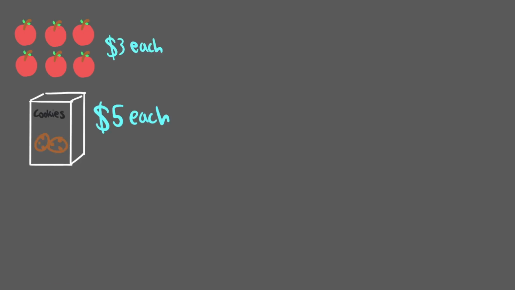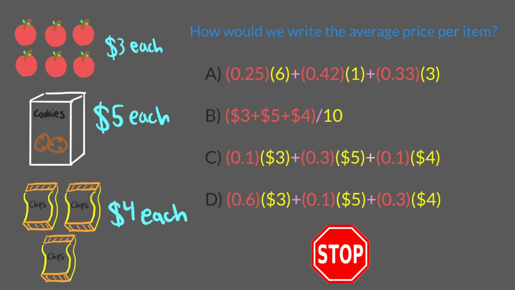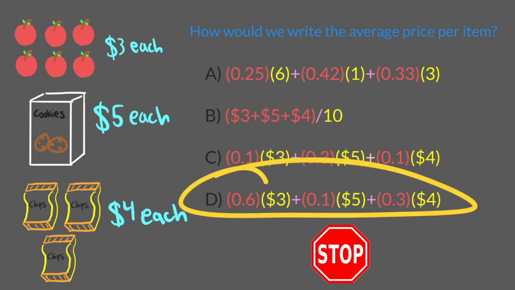Let's look at one last example to further clarify. Say we are on a grocery trip and we bought 6 apples for $3 each, 1 box of cookies for $5, and 3 bags of chips for $4 each. How would we write the average price per item? That's right, D. 60% of the items we bought are apples, 6 of the total of 10 items, for example. So when calculating the weighted average, we have to do 0.6 times $3 plus 0.1 times $5 plus 0.3 times $4.